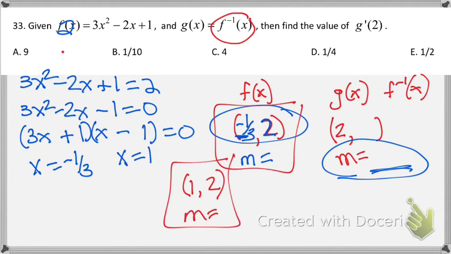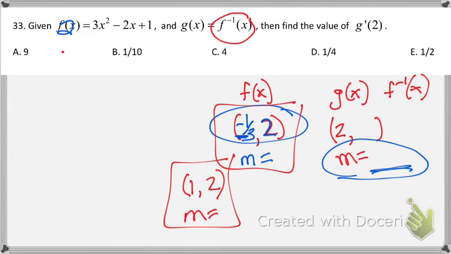Okay? So now I'm going to find the slope at each of these points, and I might as well start with the easier one. I'm going to start with 1. Okay, I'm going to find my derivative up here. Okay. The derivative would be 6x minus 2. I'm going to plug in the 1. And if necessary, also the -1/3 and find the slope there and flip.